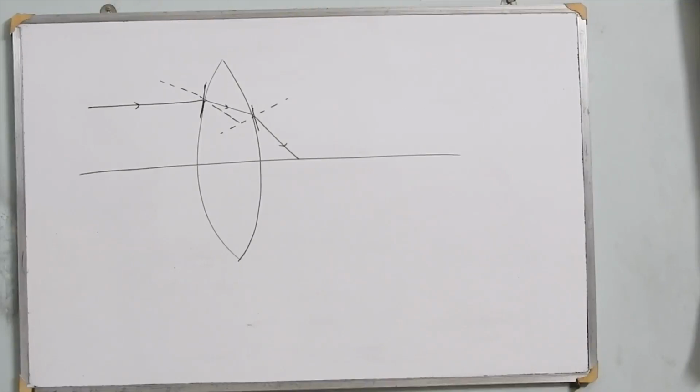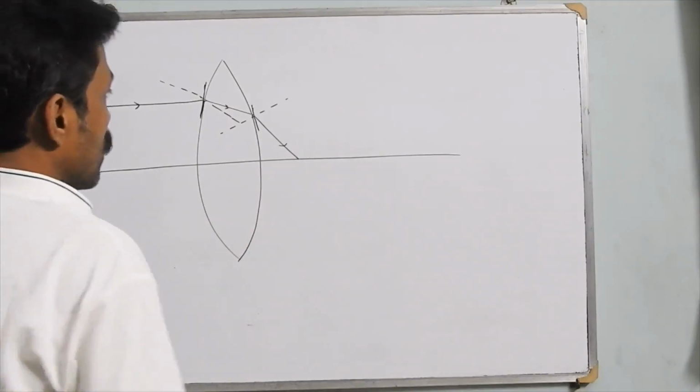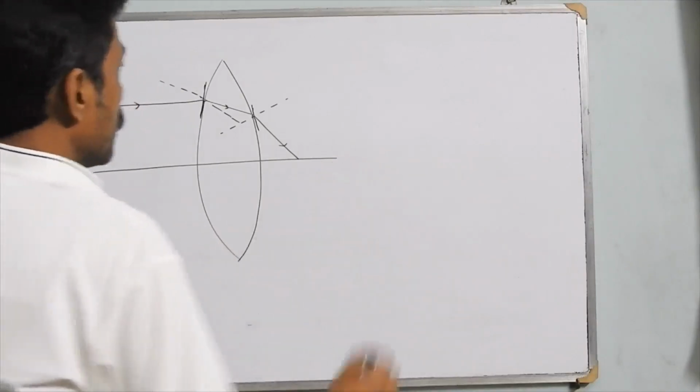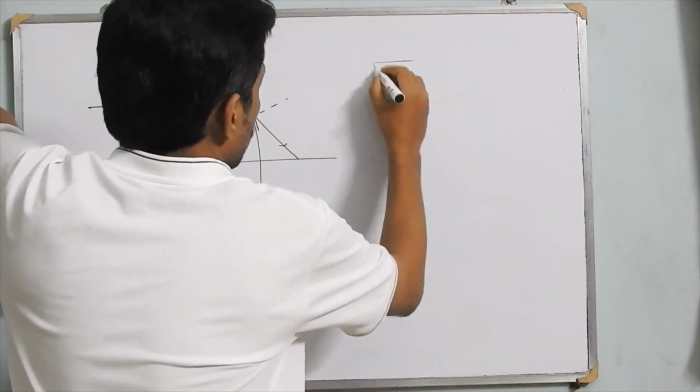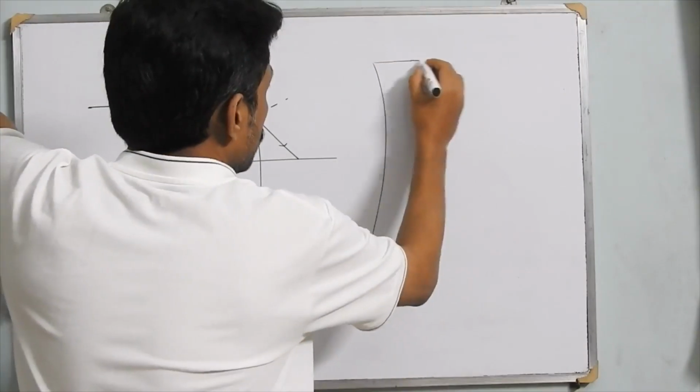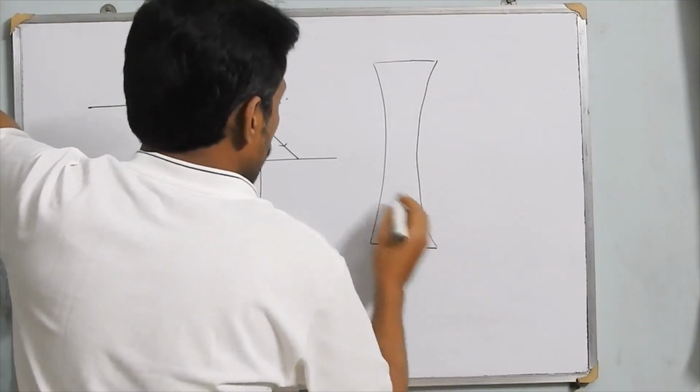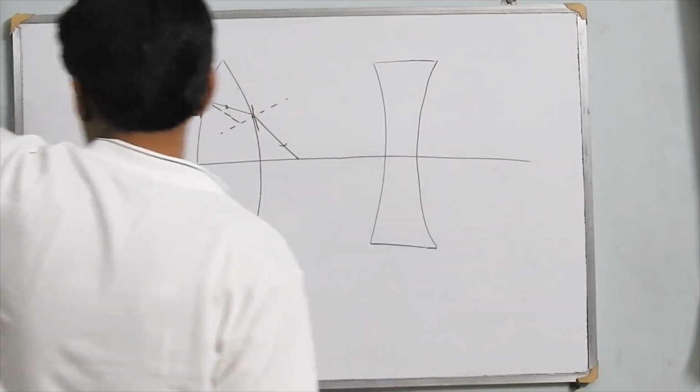So with respect to a convex lens, you can say that a ray of light, when incident on that lens, after refraction at both the surfaces, bends towards the middle of the lens, or you can say it bends towards the principal axis. Whereas if you consider a concave lens, a ray of light incident on it will bend away from the principal axis.